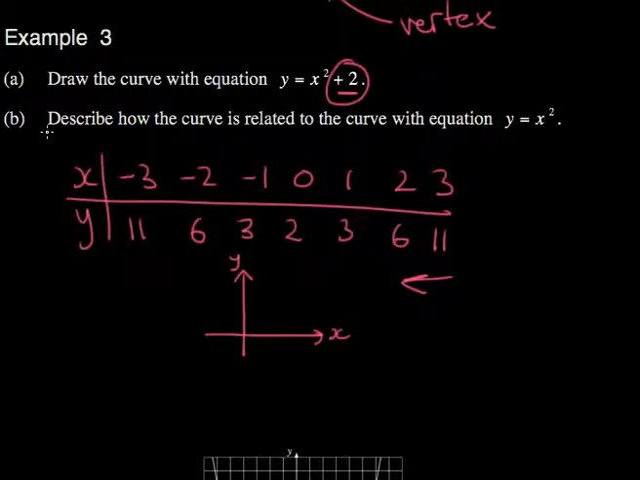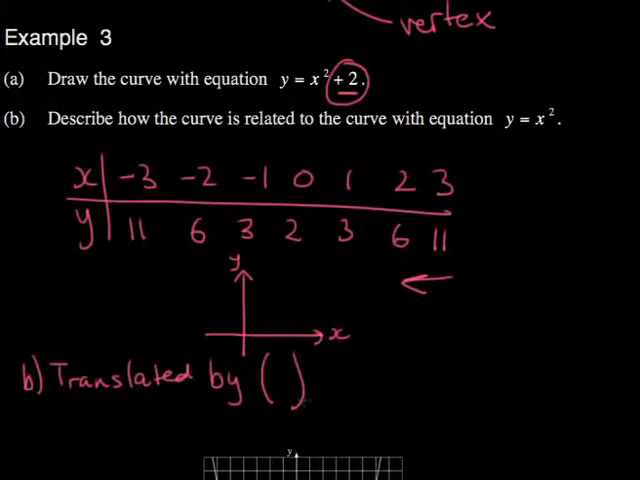And it says here in part B, describe how the curve is related to the curve with the equation of this. We would say for part B, it has translated by, and then we would show in our column vector, it's gone 0 in the side to side, but it's gone up by 2. So it's translated by the vector 0, 2.